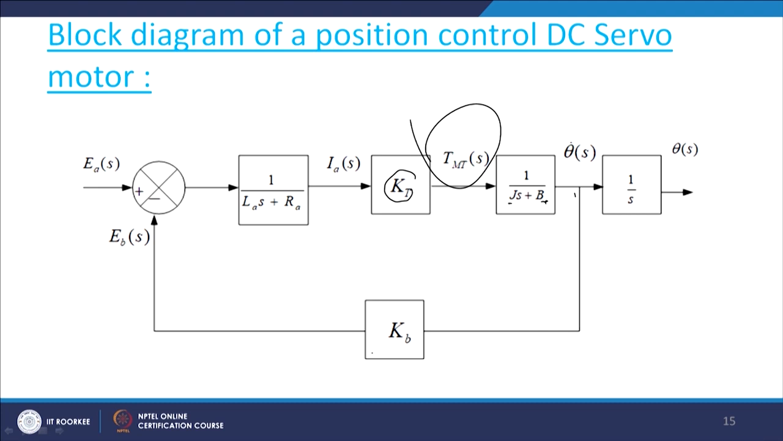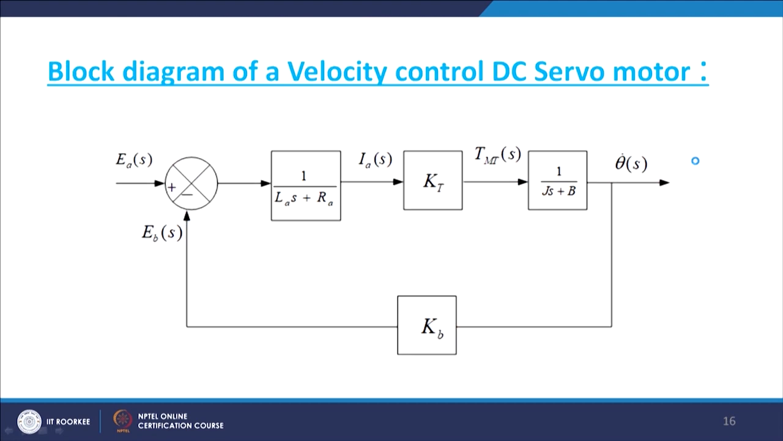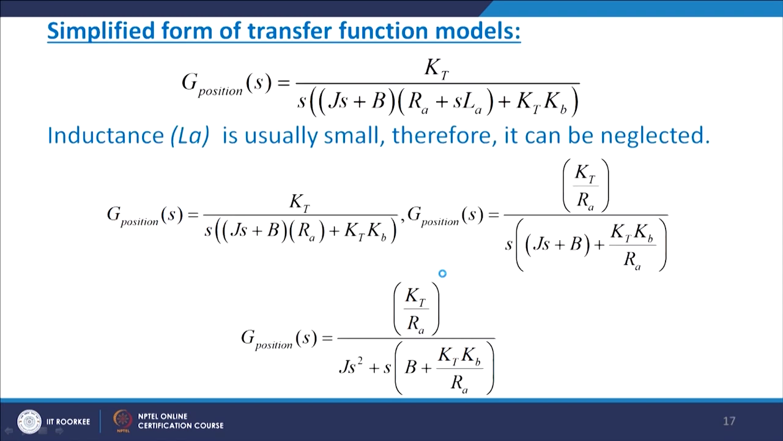And if you want a speed, a position, we get theta(s), 1 by s. So this E_a(s) input is opposed by back EMF, and because of that current is flowing through this 1 by (L_A s + R_A), then K_T is the motor torque constant. That means the motor torque is produced, and that has to drive the motor against 1 by (Js + B). This is the velocity, and this is, we can say, the position. The block diagram of a velocity controlled DC servo motor is the same thing. What we have done here is theta dot(s), same 1 by (L_A s + R_A), K_T, 1 by (Js + B), and this is K_B.